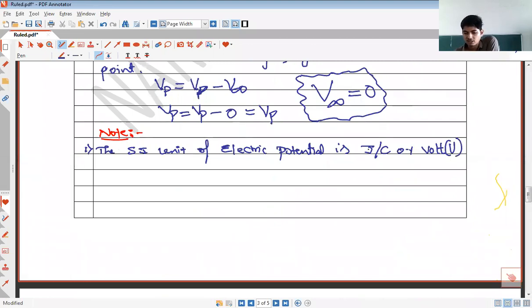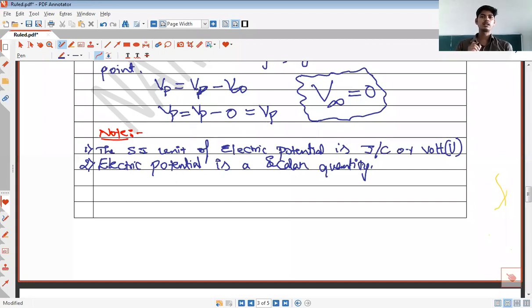The SI unit of electric potential is joule per coulomb, or you can also write it as volt, represented by capital V. And electric potential is a scalar quantity. That means it has only magnitude and no direction. Electric potential is bare magnitude only, there is no direction.